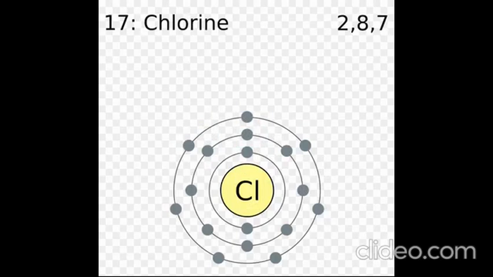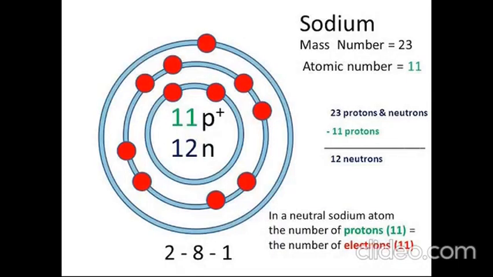E.g., carbon has 6 electrons, 2 in the first shell and 4 in the second shell. Its electronic configuration is 2, 4. Electronic configurations can also be written for ions. E.g., a sodium atom has 11 electrons. A sodium ion has lost 1 electron, therefore has 10 electrons. 2 in the first shell and 8 in the second shell. Its electronic configuration is 2, 8.